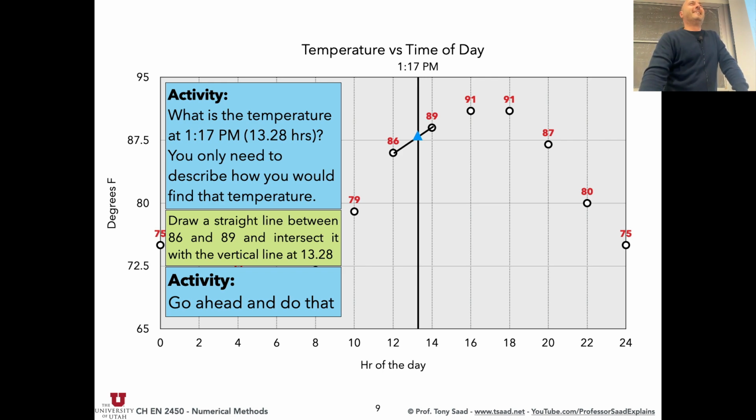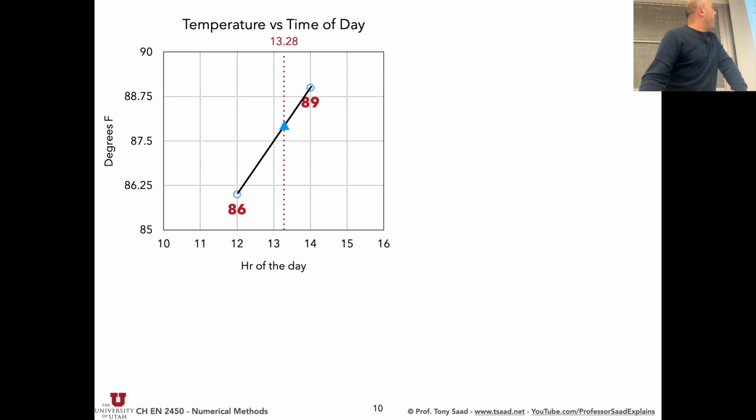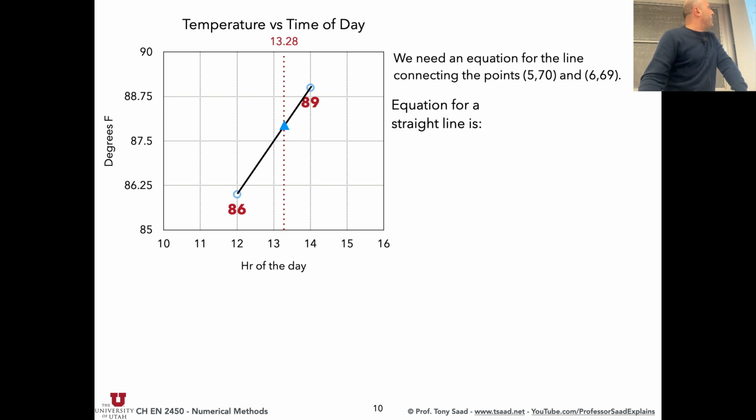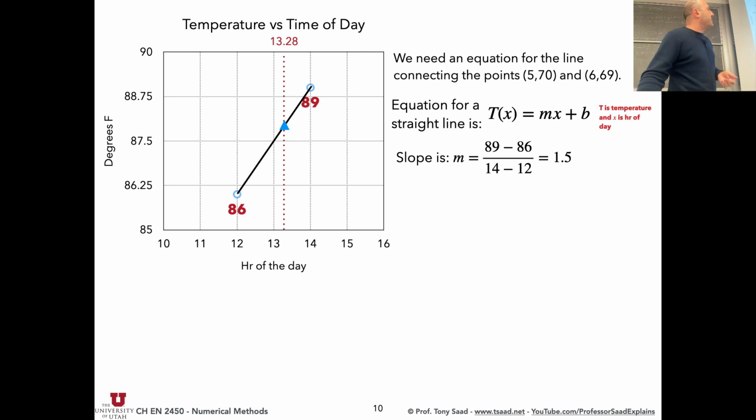No? Okay. Straight line. The equation for a straight line is ax plus b or mx plus b. I don't know why they always refer to m as the slope. But first you define that equation, and I call it T of x because that's the temperature as a function of the hour of day. Then the slope is simply calculated by rise over run, so (89 minus 86) over (14 minus 12). So that's 3 over 2 or 1.5, right? So that gives you the slope.